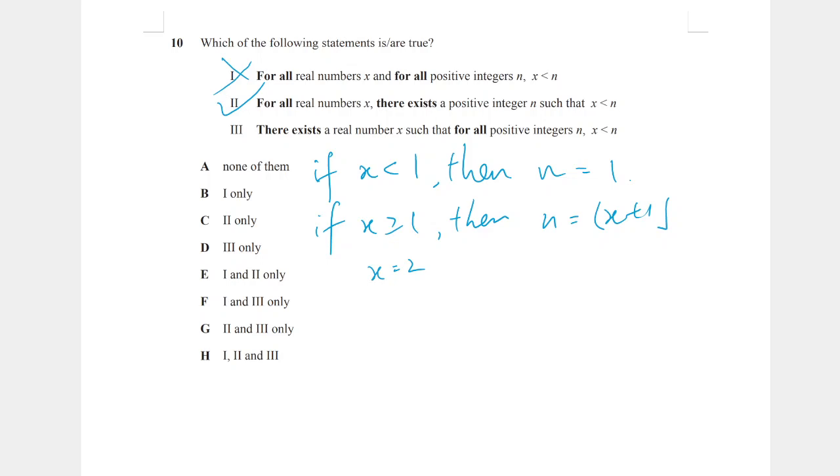Okay, how about 3? There exists a real number x such that for all positive integers n, x is less than n. Absolutely, right? I could just pick x to be any negative number I like, right? Negative 376, for example. All right, so there exists. I've given you an example. So option 3 is indeed correct as well. So therefore, answer would be G.